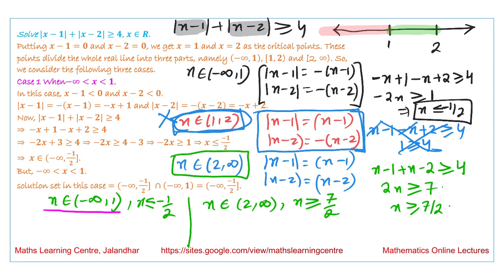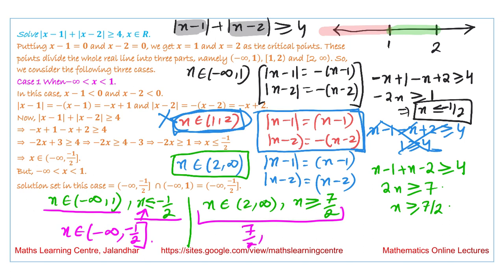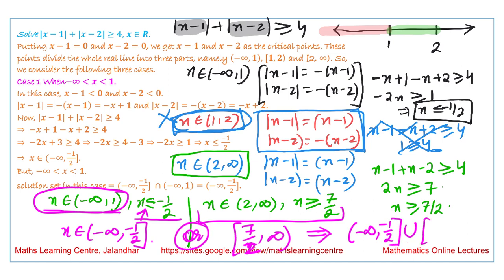So the common region in the first case, when x belongs to minus infinity to 1 and x is less than this, the answer is x belongs to minus infinity to minus 1 by 2, closed interval. It is an equality sign over here. And from this portion the answer we will have is 7 by 2 to infinity, closed interval over here. So the final answer is either x has this value or x belongs to this region. The final answer is minus infinity to minus 1 by 2 closed interval union 7 by 2 to infinity.